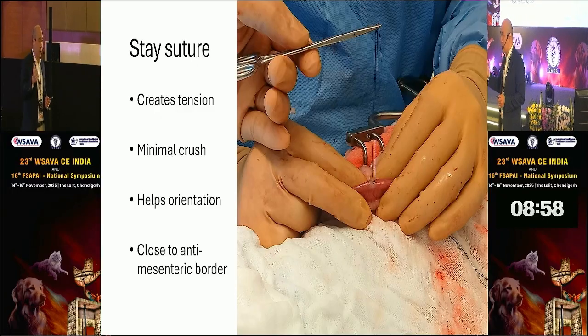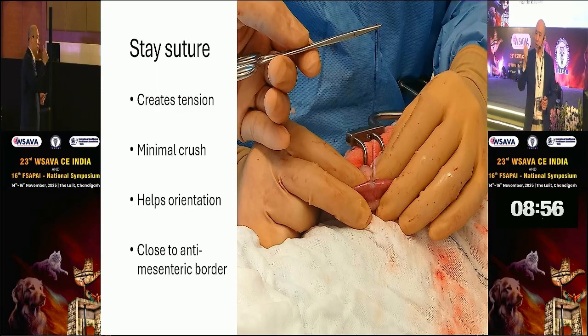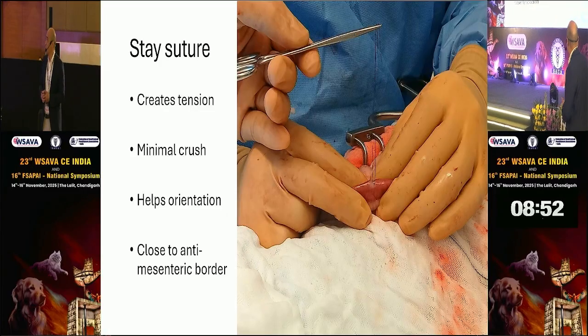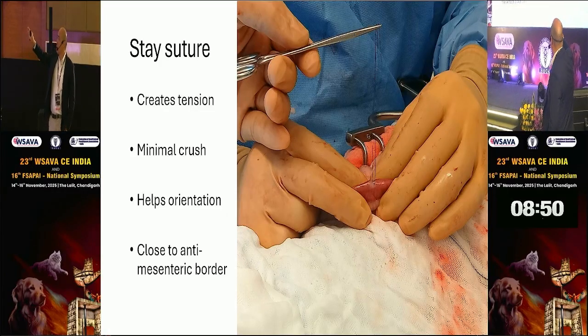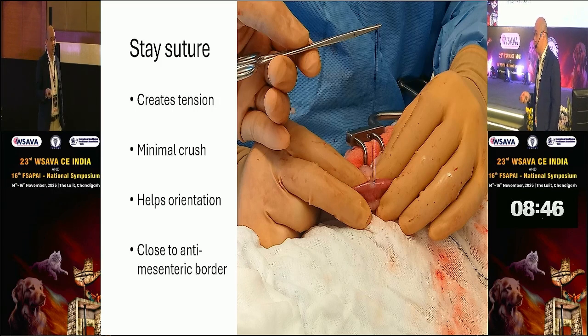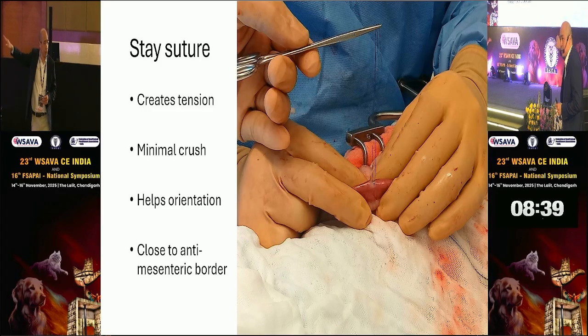It can't be crushed, and then you want to have it suitable for a very neat closure. So this is one technique, and this is the technique that I use. I just take that 4-0 PDS material, so I have heaps of it, that's my favourite, on a taper needle. I take 1 bite here on the anti-mesenteric border, as you can see.